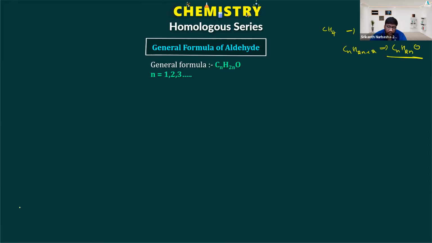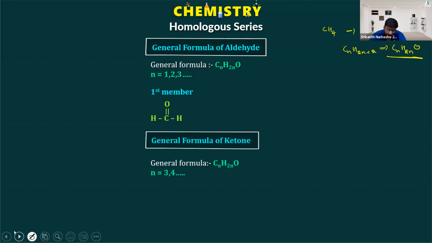Aldehydes and ketones are actually functional group isomers. So since aldehydes and ketones are isomers, they will be having the same general formula. In the aldehyde we have H-C=O-H, formaldehyde, then you can have acetaldehyde and all other compounds. In the ketone you have CH3-C(=O)-CH3. That means minimum 3 carbons are required to generate the simplest ketone. n stands for 3, but for formaldehyde n stands for 1.